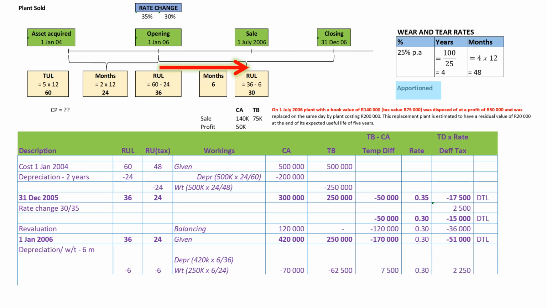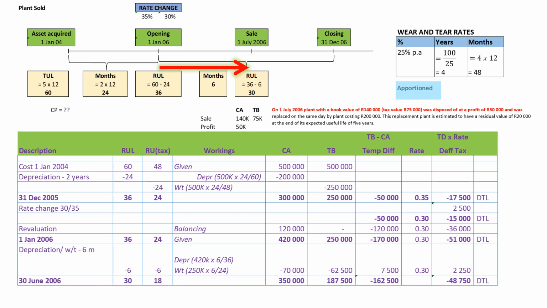The rest of the table is straightforward. 62,500 less 70,000 gives you 7,500 multiplied by your new rate of 30% to give you 2250. You then calculate your subtotals as at 30th of June. 420 less 70 gives you 350. 250 less 62,500 gives you 187,500, and you do the rest for the other columns. As at 30th of June, before we account for the sale, we have a deferred tax liability of 48,750.